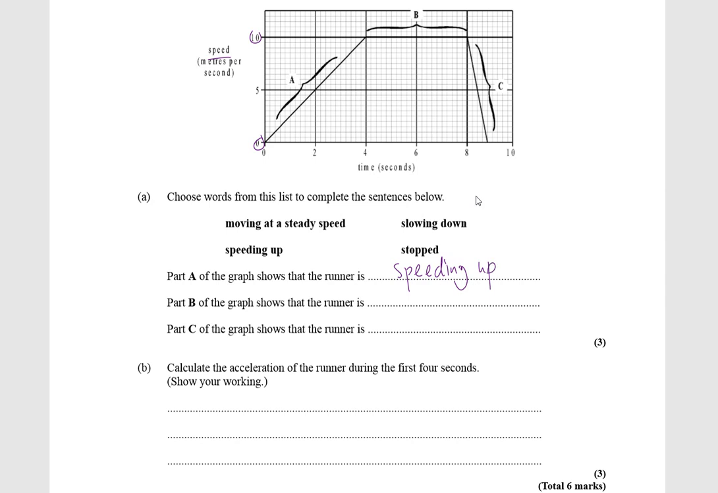Okay, now B, the graph shows what? B, it is staying at the same speed. So B, it is moving at a steady speed. And C, what happened? It goes from 10 all the way down to 0 speed. So therefore this is what? This is slowing down. Okay, it's slowing itself down in this particular case. Now let's move to the next one.